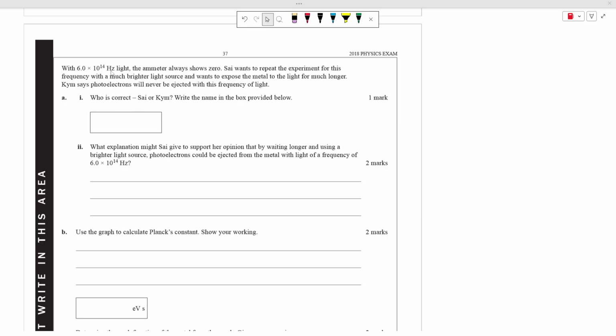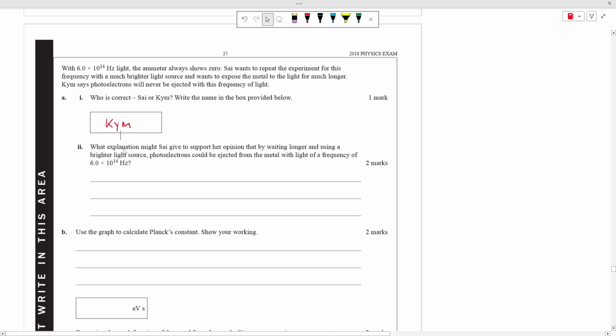Okay, so it's saying that at this frequency of light the ammeter reads 0, which means no photoelectrons are being ejected, probably because this is below the threshold frequency. So no matter how bright that light is, photoelectrons will never get ejected, and so you'll never detect a current, which means that Kim is correct. No explanation required, just write a name, 50-50. There you go.